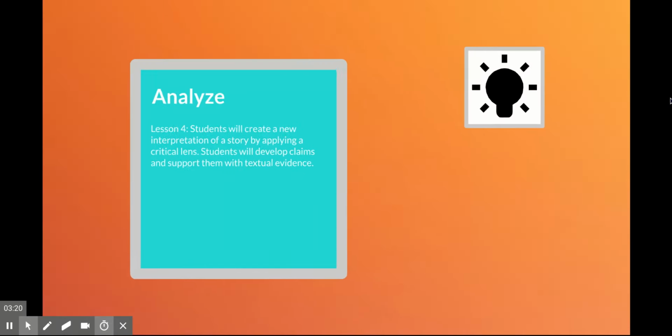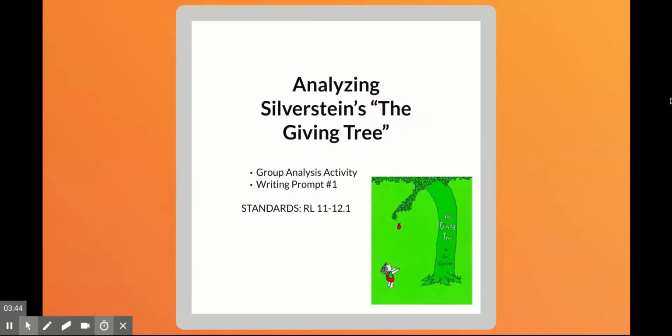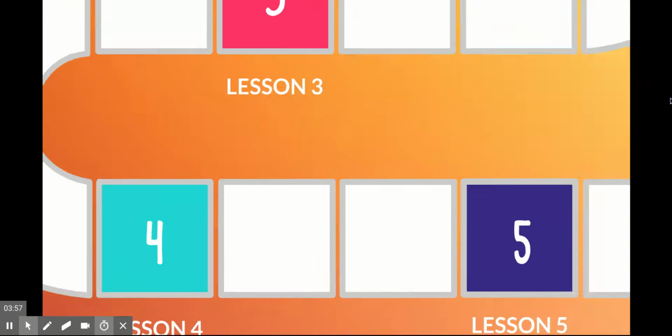All right, next lesson. Now we're going to start to analyze. I want to give you a story, and I want you in your groups to create your own interpretation of that story, applying this feminist critique or feminist perspective, and of course giving your reasoning and supplying it with textual evidence. The one we're going to be analyzing is The Giving Tree by Shel Silverstein. That will be our group analysis activity. And then afterward, I will have a little writing prompt for you to complete.